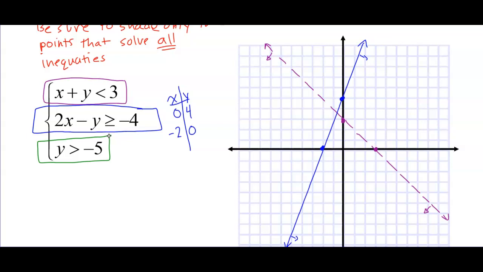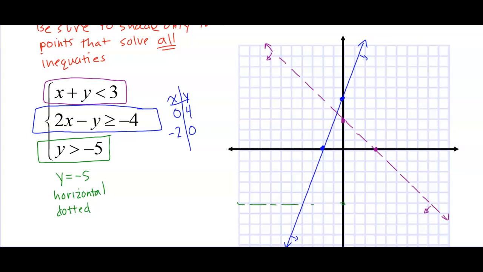Remember that if you have y equals a number, that's a horizontal line. And in this case, because of the type of inequality it is, it's also going to be a horizontal dotted line, down at negative 5. 1, 2, 3, 4, 5. So down here, I draw a dotted line horizontally there.